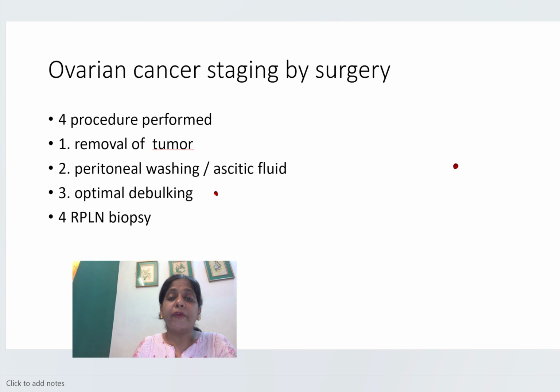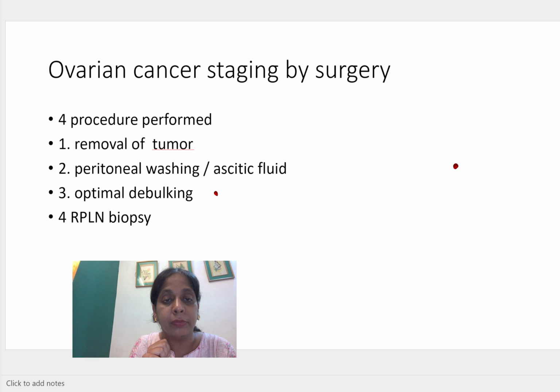Okay, ovarian cancer staging by surgery. When we are removing any tumor, what if now the lady has come with the adnexal mass, we have ordered the tumor marker, we have got the tumor marker done as per our suspicion, and now we have to remove that tumor. We have to do surgical staging. So 4 steps are done in ovarian tumor staging.